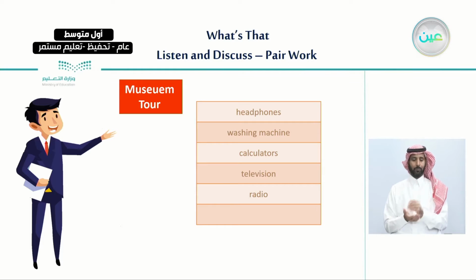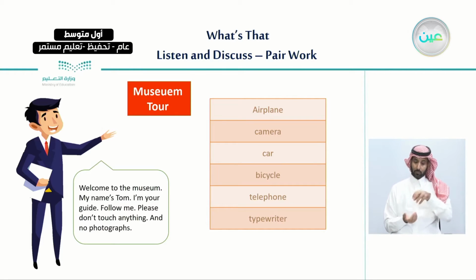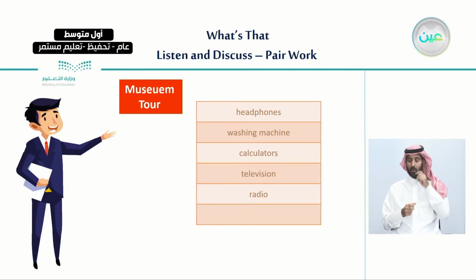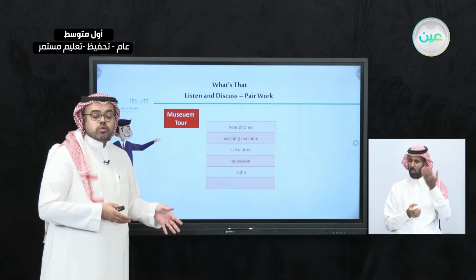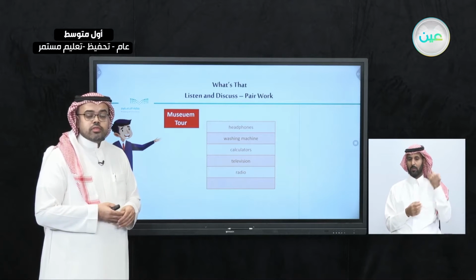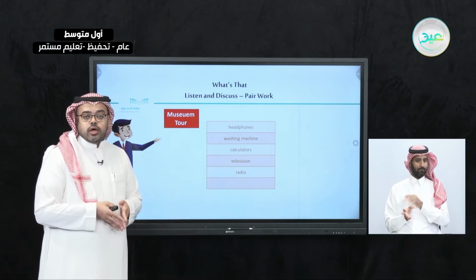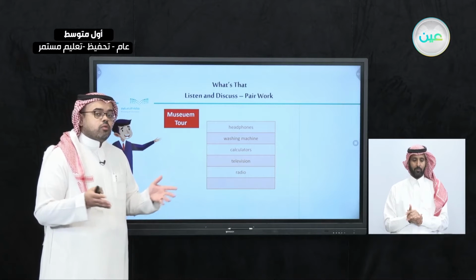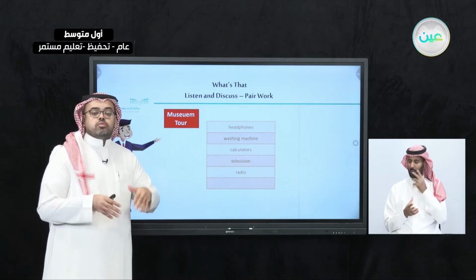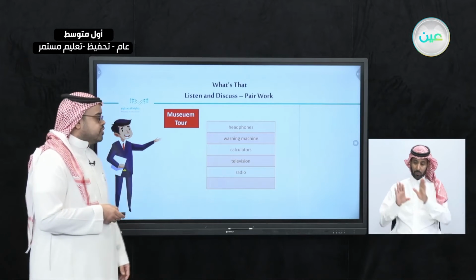So, as we said, we have different objects, very old ones, like an airplane, the camera, car, bicycle, telephone and typewriter, and also headphones, washing machine, calculators, television and radio. All of them, people used to use them before in the past, but not now. So this is why they are old, and this is why they are kept in a museum.